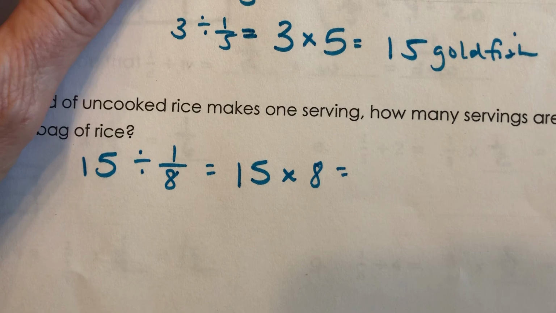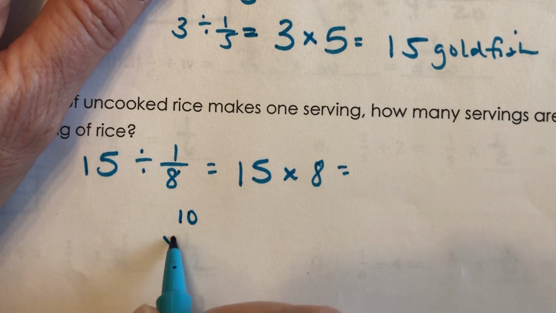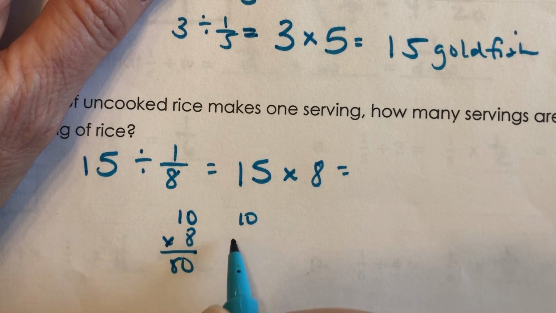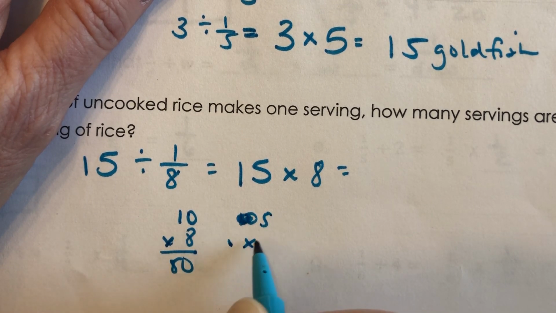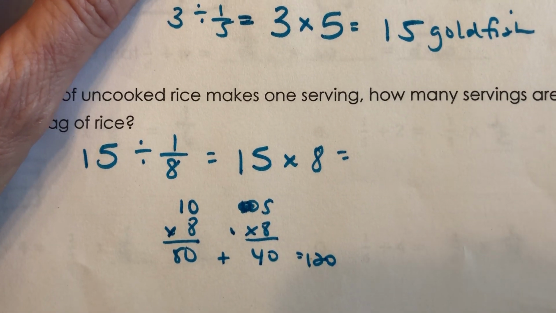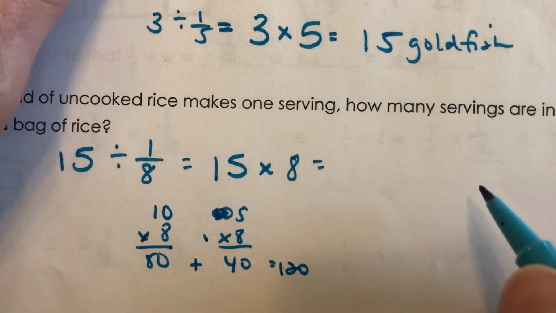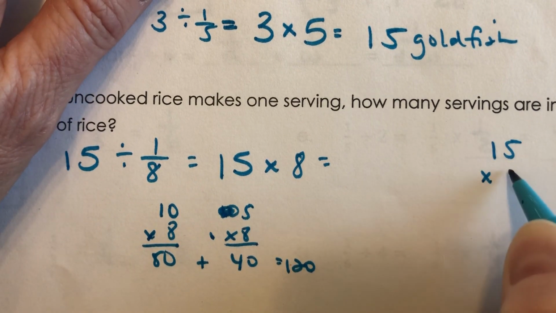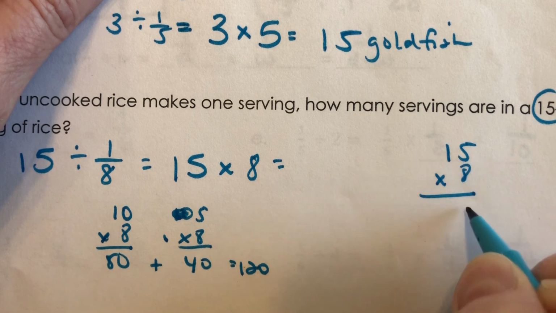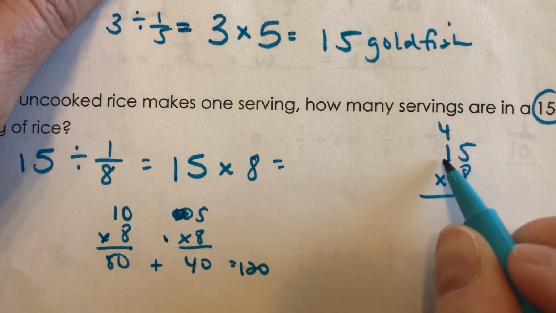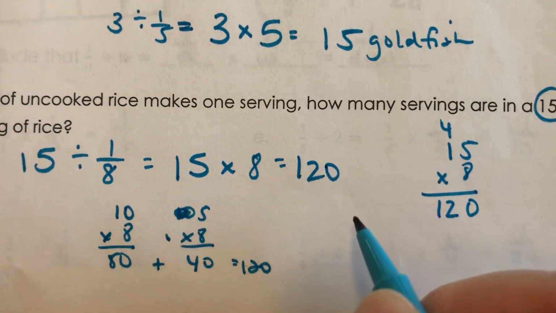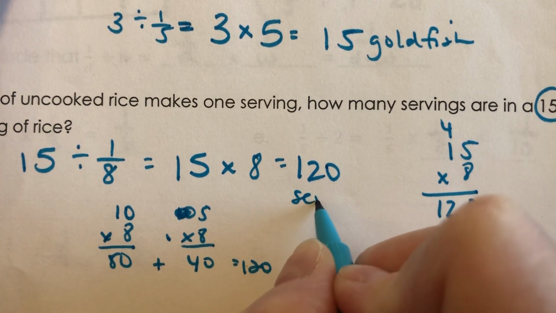And there's a couple different ways to do this. You could say, well, I know that 10 times 8 is 80, and 5 times 8 is 40, and 80 plus 40 is 120. That's one way to get your answer. You could also set it up in your standard algorithm, 15 times 8 like this, and 8 times 5 is 40, and 8 times 1 is 8 plus 4 is 12, 120. Either way, we get 120 servings.